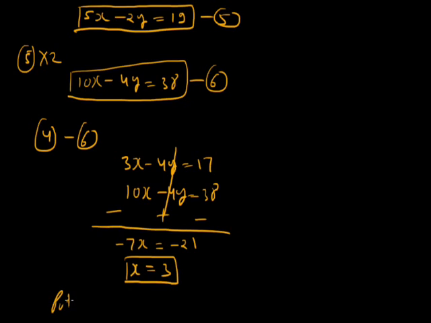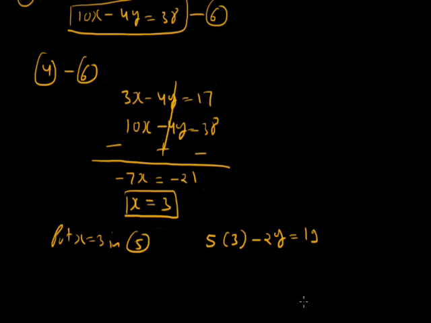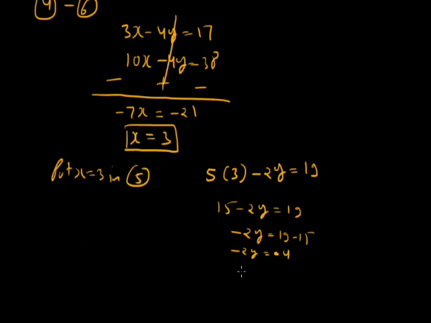Now put x equals 3 in equation number 5. So I get 5, in place of x we put 3, minus 2y equals 19. So 5 into 3, that is 15, minus 2y equals 19. So minus 2y equals 19 minus 15. So minus 2y equals plus 4. So the value of y is equal to minus 2.